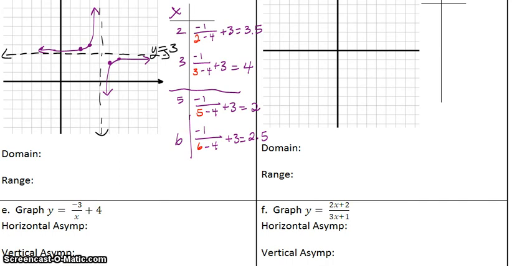Now if you got any of those wrong, most common mistake I see is people forget to do that bottom part first before using the negative 1. So that could have been your mistake. Here's what my graph looks like. My domain then is all reals except my vertical asymptote, and my range is all reals except my horizontal asymptote.